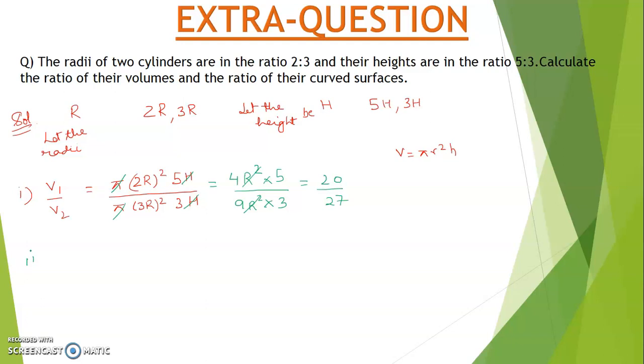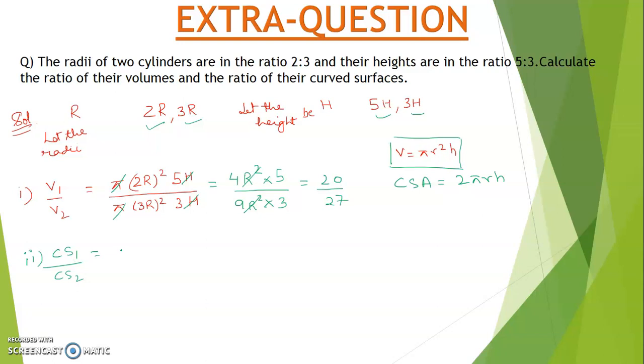In the second part, it is asking the ratio of the curved surface. This is the volume of a cylinder; we know this, students, keep this in mind. And the ratio of the curved surface: what is the curved surface area? The formula of curved surface area is 2 pi r h. So same thing, r we will replace by 2r and 3r, and h we will replace by 5h and 3h. So CS1 upon CS2, because there are two cylinders.